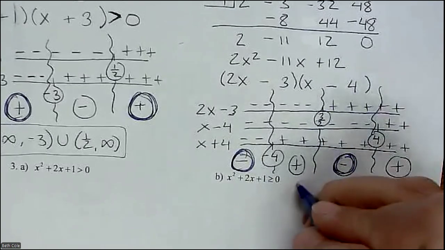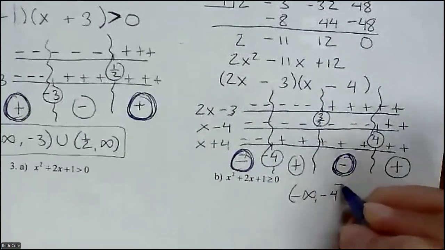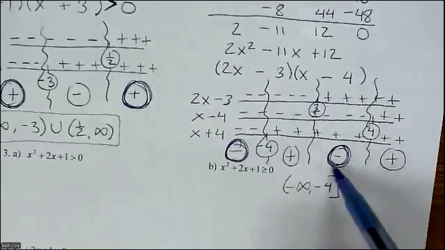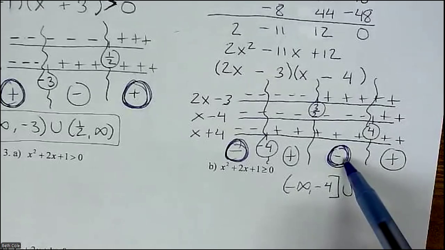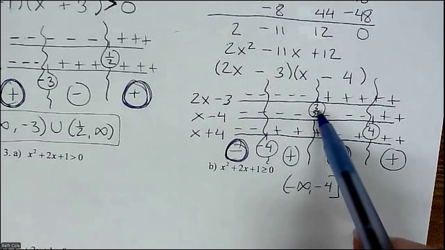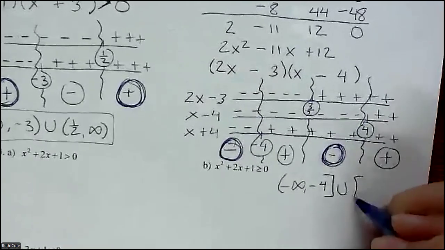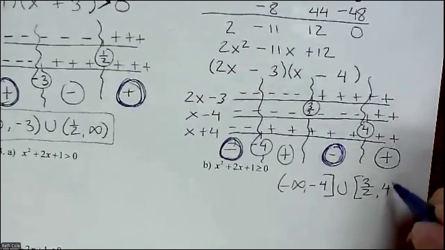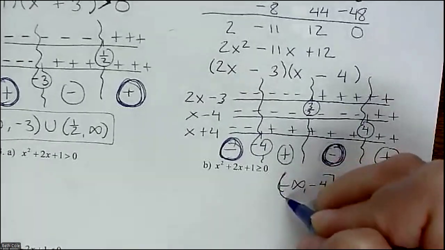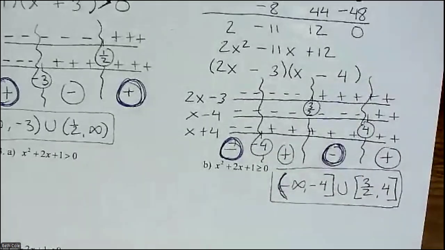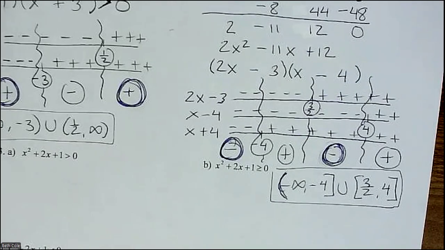Negative infinity to -4, with a bracket. Union. And then this negative section would be from where to where? 3/2 to 4. Do you see that? The only one you can't put a bracket on in that case is the negative infinity, because infinity is not a number. It's not a value of something, so you can't bracket it.